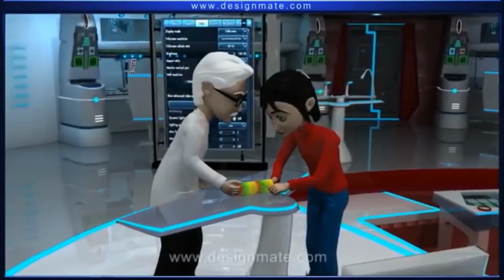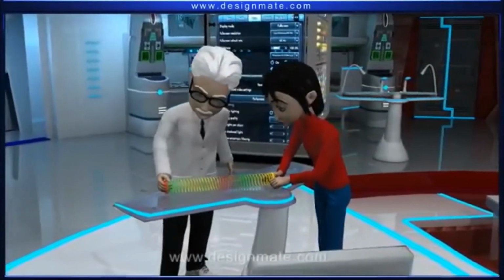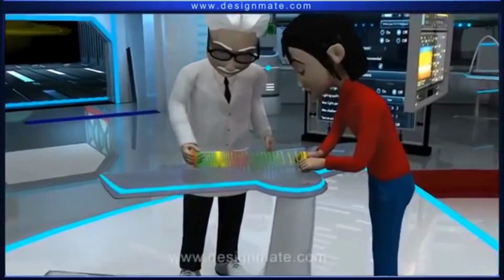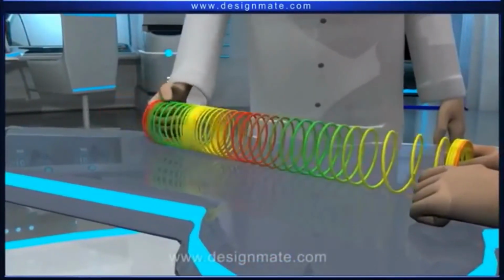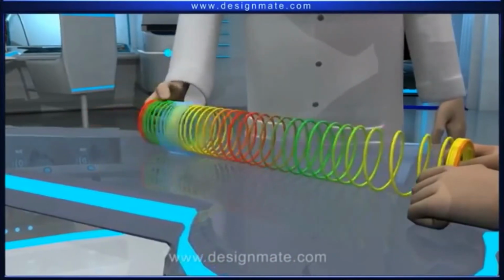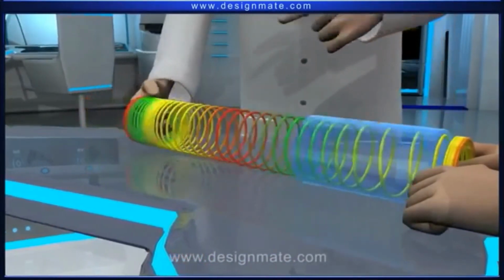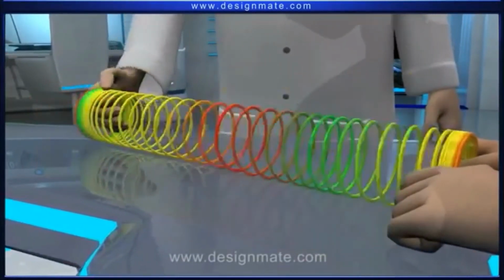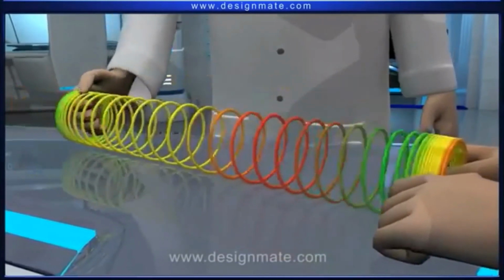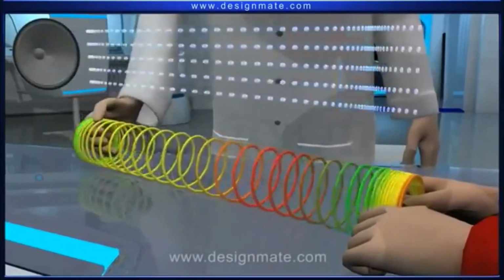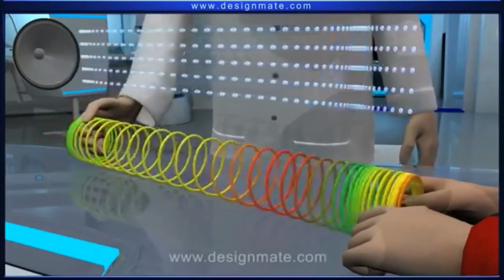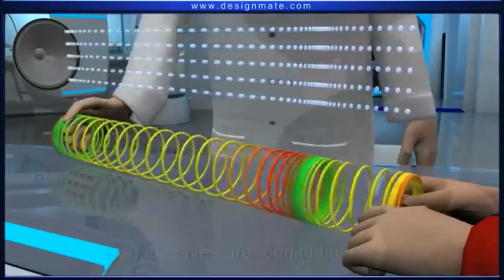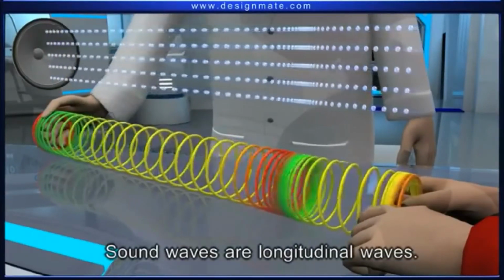Emily is holding one end of the slinky, while Dr. Zook is pulling its other end towards himself and then pushing it towards Emily. Watch closely, and you will notice that some of the coils crowd close together and then slowly move farther apart. This is because the vibrations are parallel to the direction of the wave. If the wave moves from right to left, then the particles also vibrate from right to left. This is a longitudinal wave. Sound waves are longitudinal waves.